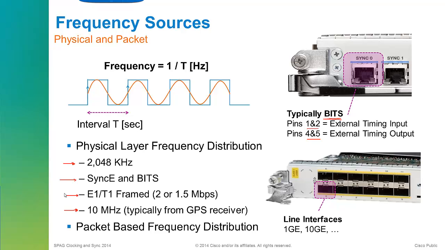The other way of doing frequency distribution is by a packet-based network, and I said we'll talk a lot more about that in the next part. They're both two approaches to solve the same problem of sending a frequency reference, like a source of frequency, out across into a network element, and then that network element is synchronized with the rest of the network, and it can also then send that frequency source out through its interfaces to downstream devices.